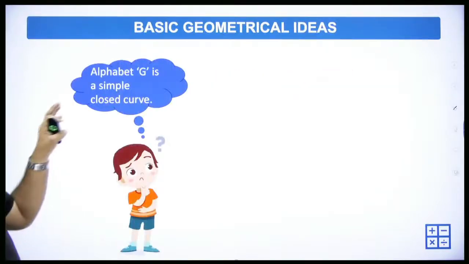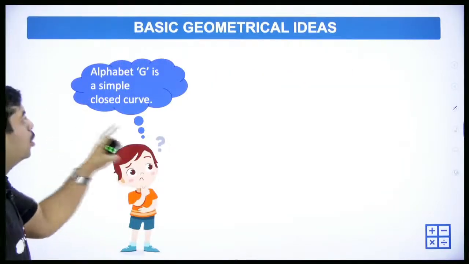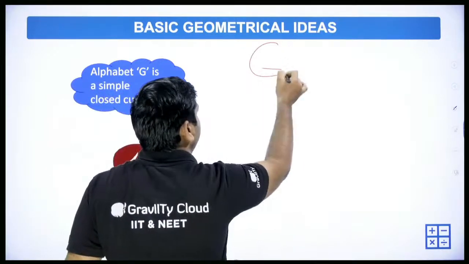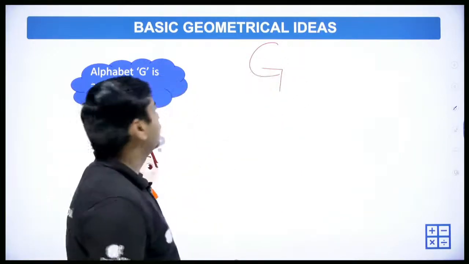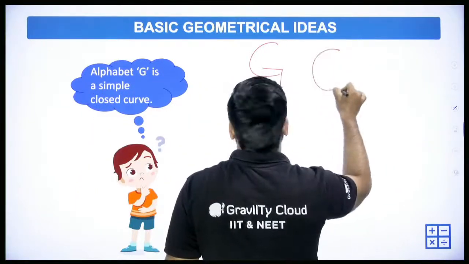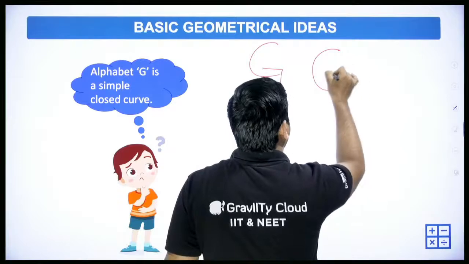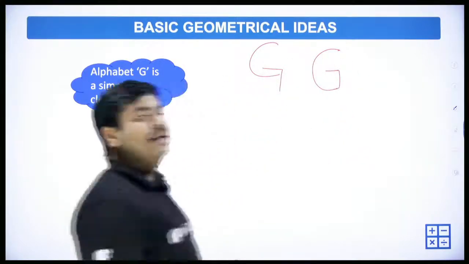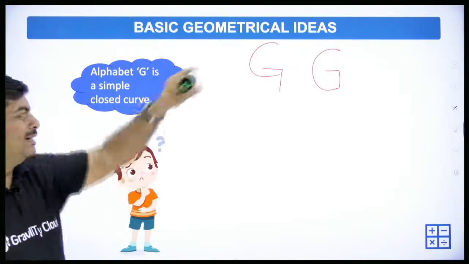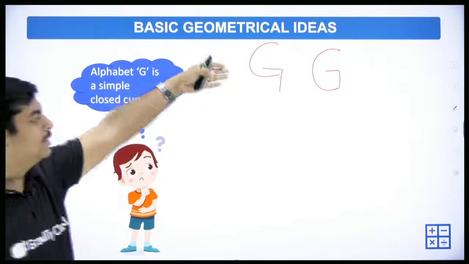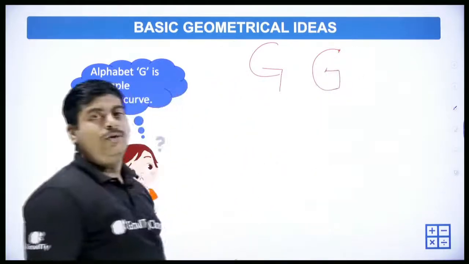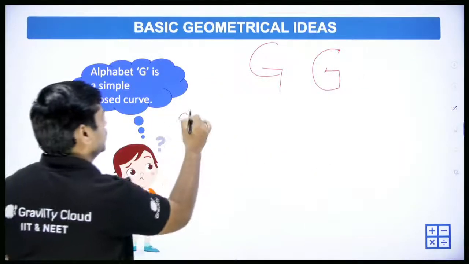Next, alphabet G is a simple closed curve. Is that correct or wrong? Let's try to write it as it is being printed. Is it a simple closed curve? Is it closed? No. You can see here our first point and the end point are not the same. So first thing, it is not closed.